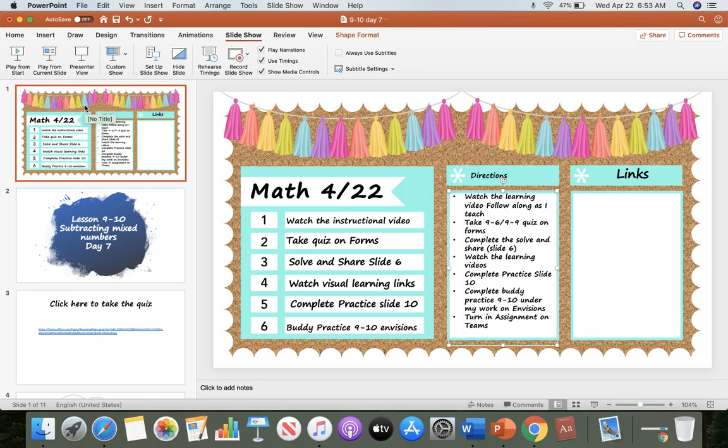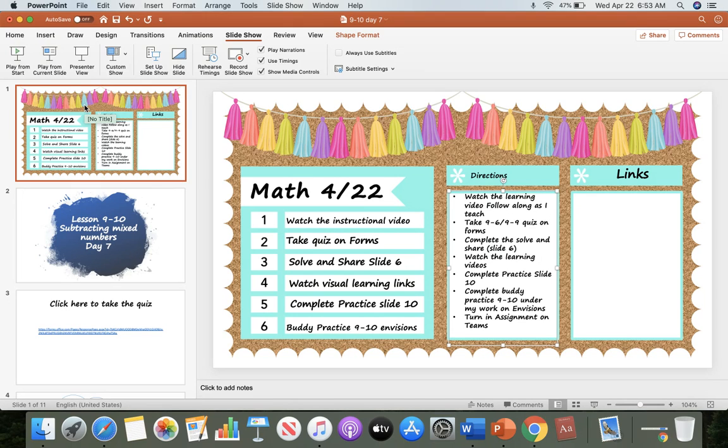We are going to learn how to do subtracting with mixed numbers. But before we do that, you're going to take a quiz on Forms. Then we will review the slides. You will complete the solve and share on slide number 6.